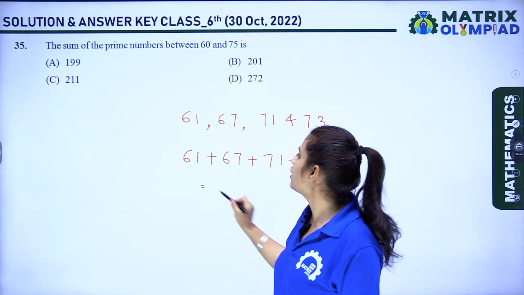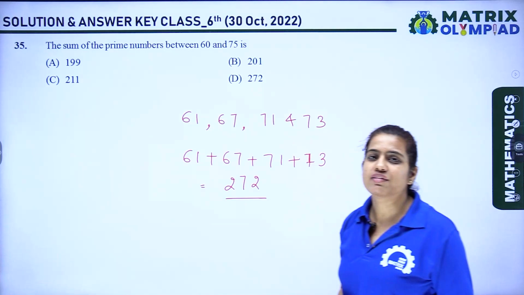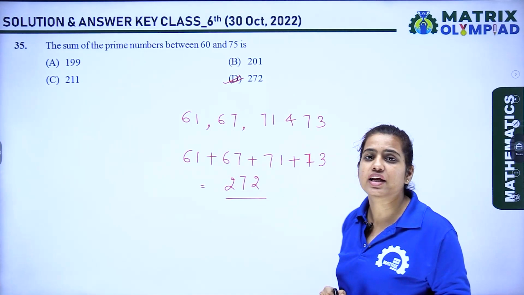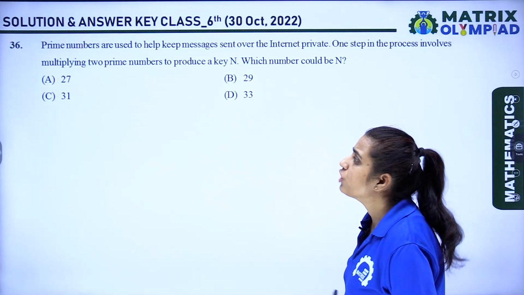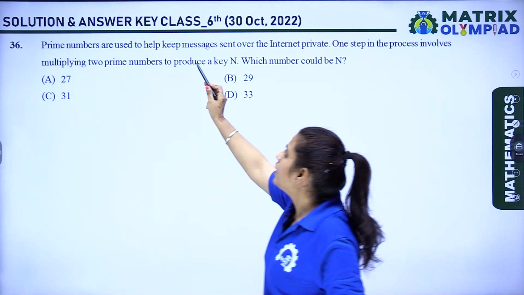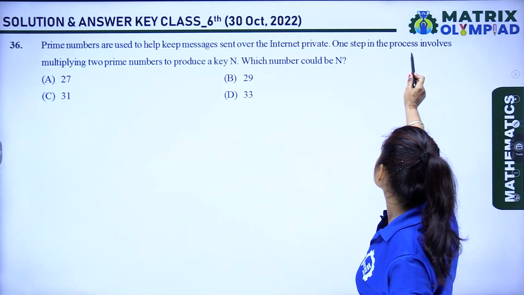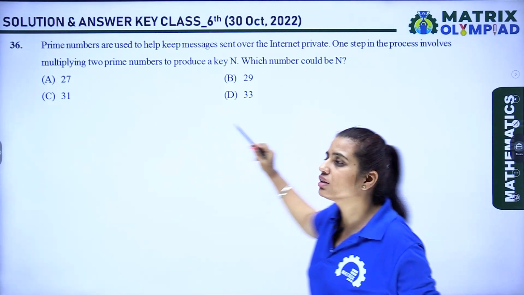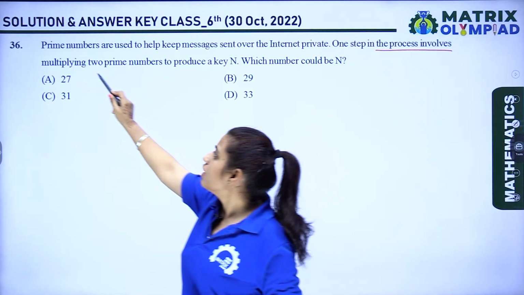So after adding these four numbers, we get 272 as the answer. So here option D is the correct answer. Let's move on to the next question. Question number 36. Now in this question, prime numbers are used to help keep messages sent over the internet private. One step in the process involves multiplying two prime numbers. Here the clue is given to us. First step is the process which involves multiplying two numbers.